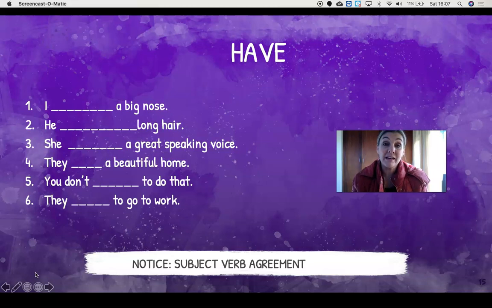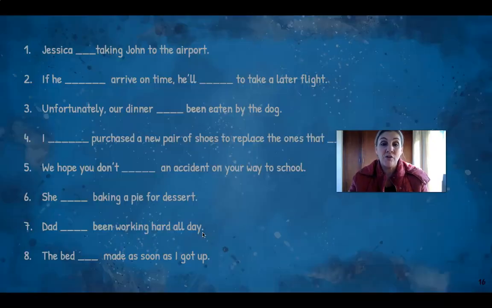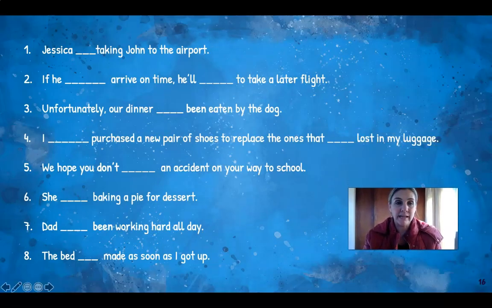Number 4, they are already plural. So has or have? Good, have. They have a beautiful home. You could say they are going to have. Could have also used that one. Number 5, you don't have to do that. And number 6, they have to go to work. It's already plural, so you don't say they has to go to work. They have to go to work. Right, so now we've got an overview of the rest of them all muddled up.